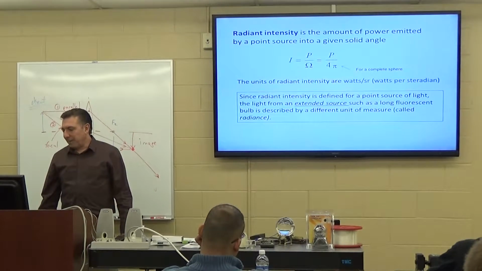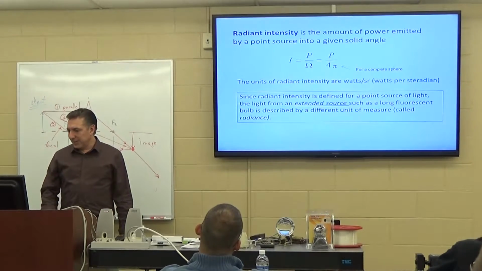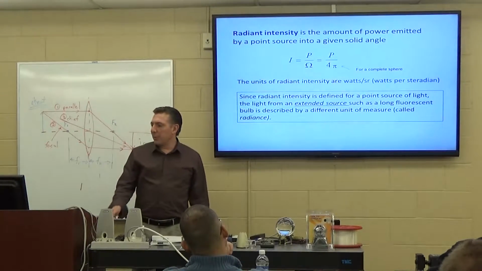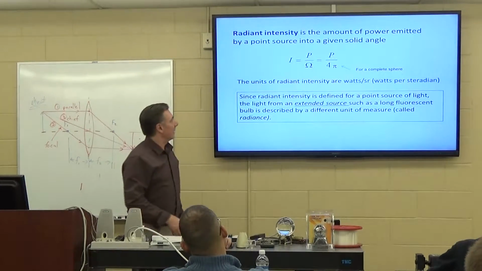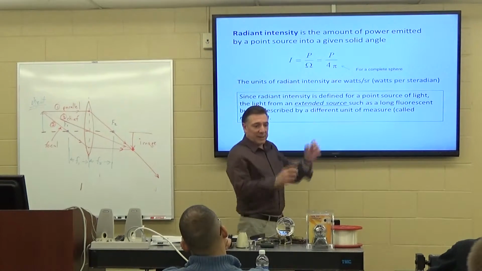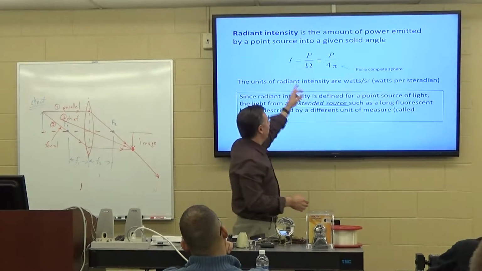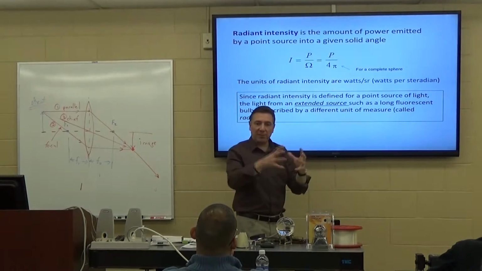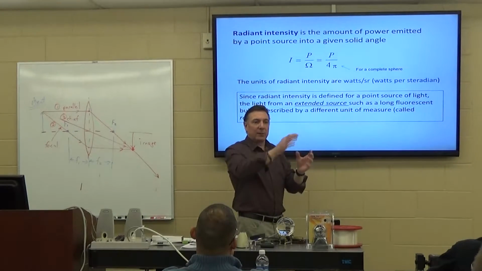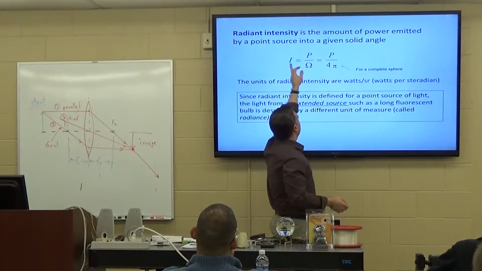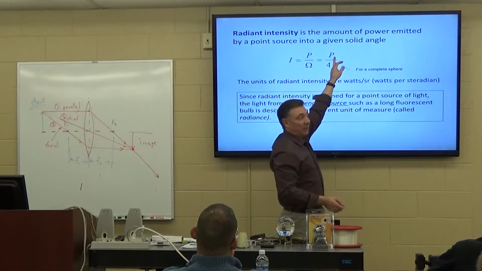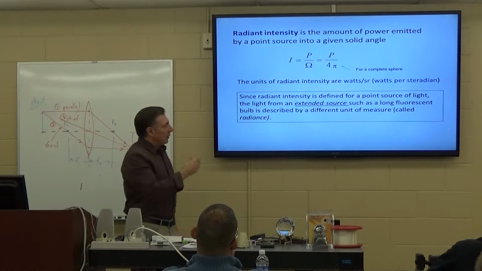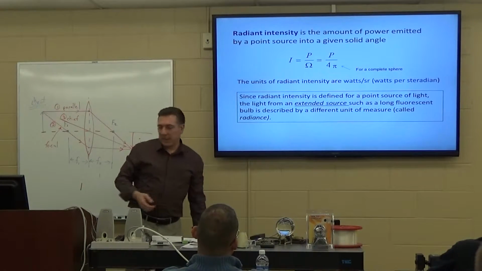Finally, radiant intensity. Radiant intensity is the amount of power emitted by a point source into a solid angle. So if we want to find out what the intensity is of that sphere giving off light, we need to know what the power is, and we need to know what the solid angle is. So for a sphere, if that solid angle is equal to 4 pi, then the intensity given off by a sphere is just whatever power is coming out divided by 4 pi for a complete sphere. And the units would be in watts per steradian.